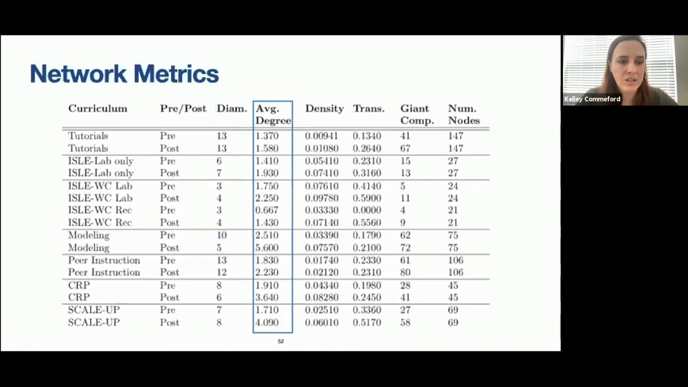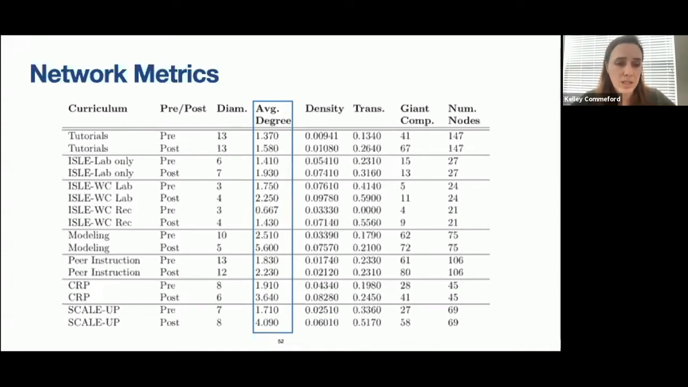So average degree, on the other hand, is not as limited by class size. The average degree increased throughout the term for all curricula, which makes sense qualitatively. So as students become more familiar with their peers, they form more connections regardless of the curriculum choice.